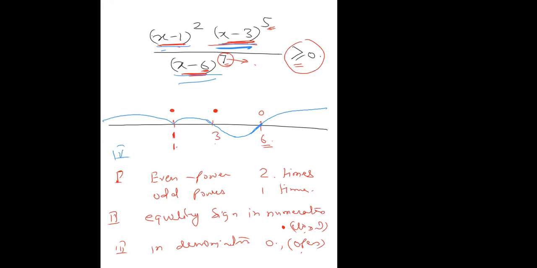Right? Even power, this will be the same. That's the reason we have to take care of whether it's coming an even number of times or an odd number of times. That's the reason we are writing two times if it has even power, and 1 time for odd power. For every odd power, it will cross. If it is positive, it will cross to negative. If it's negative, it will cross to positive. But for even power, if it's positive, it will stay positive, and if it is negative, it will stay negative.